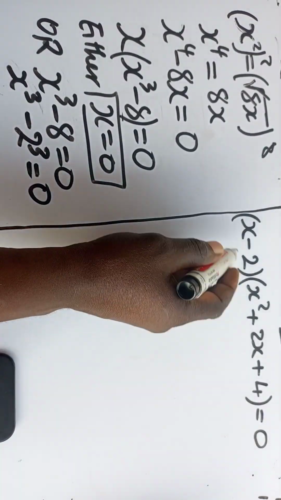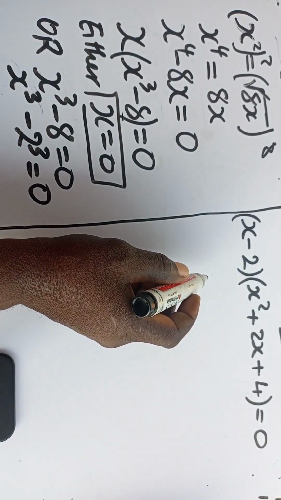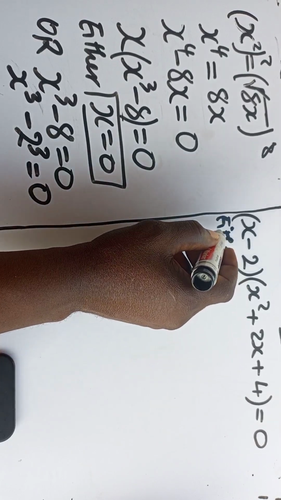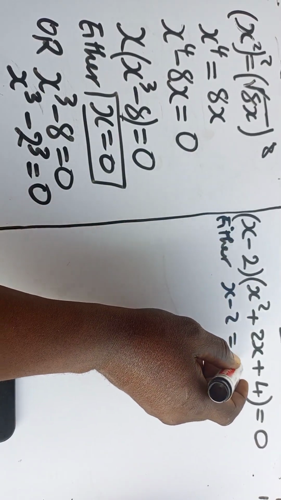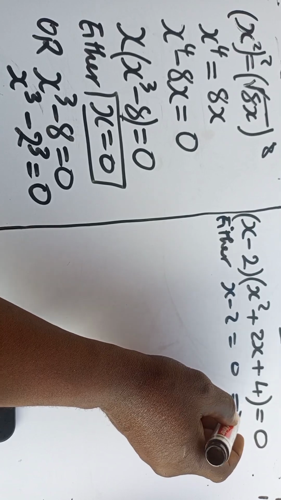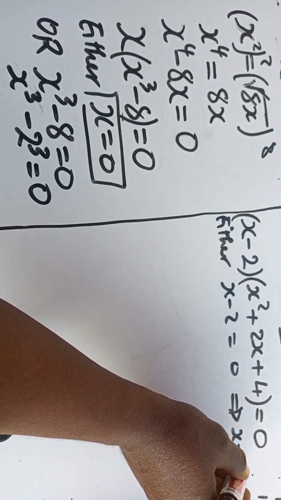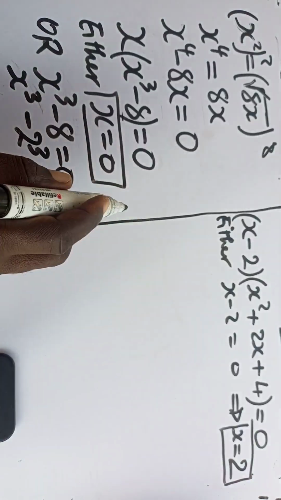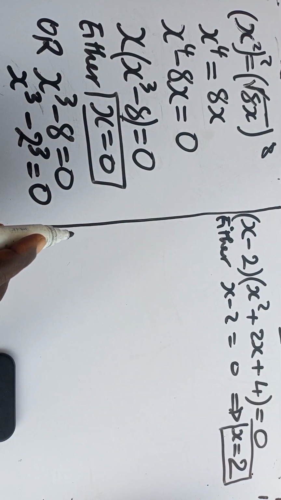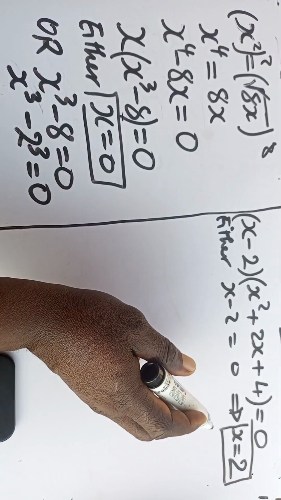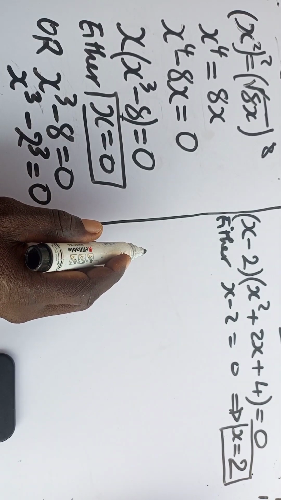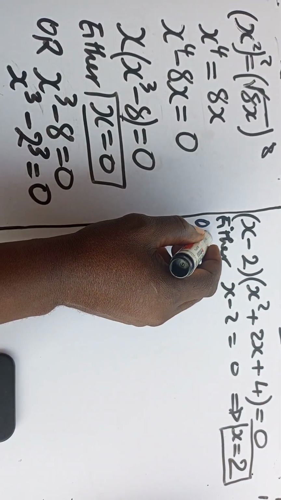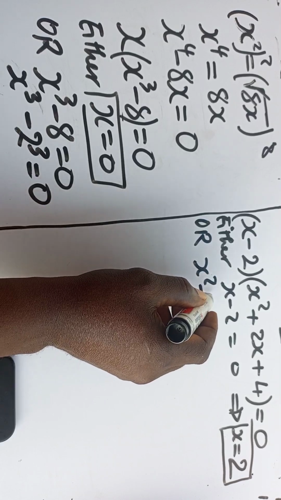Now again we obtain the multiplication of two expressions giving us 0. The same method: either the first expression is 0, and if that is true, it therefore means x equals 2. This gives us our second solution. Remember, we have to get 4 solutions. Our first solution is x equals 0. Second solution, x equals 2. Now, how do we get the remaining 2 solutions? We have this other quadratic equated to 0.